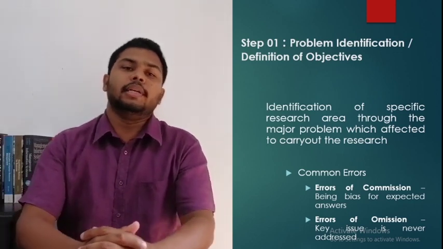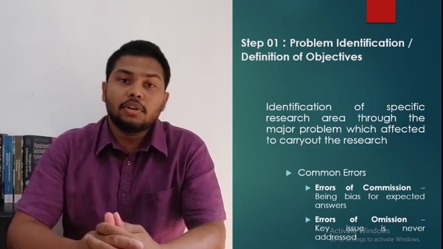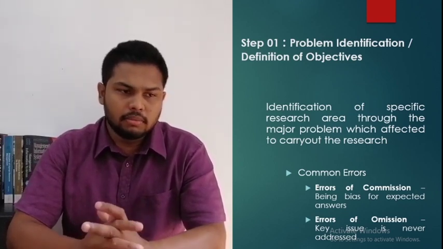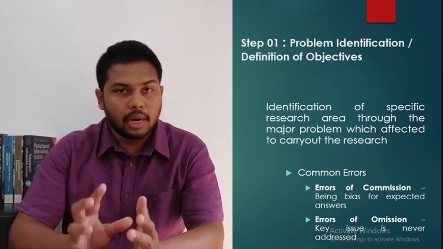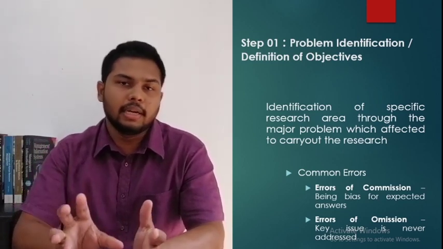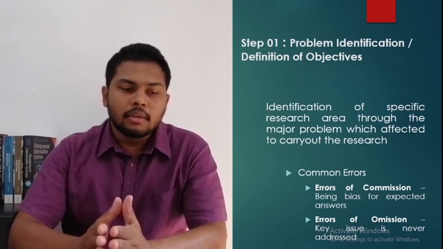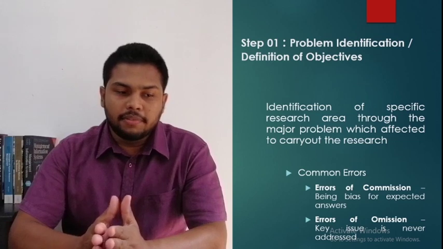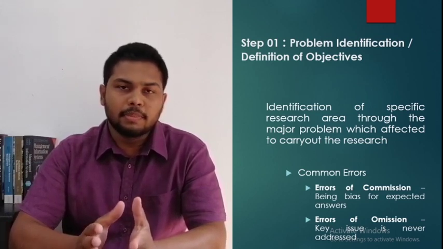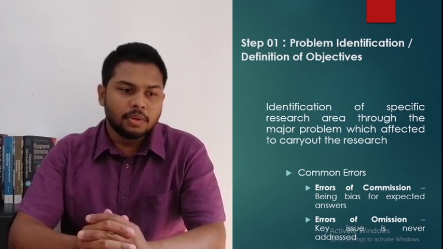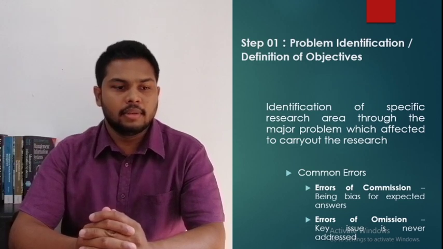As I told you earlier, step one is problem identification and definition of objectives. The seriousness of this activity is that you are going to identify a particular, specific area of your research problem. In the problem identification phase, you may encounter two types of errors. What are they?